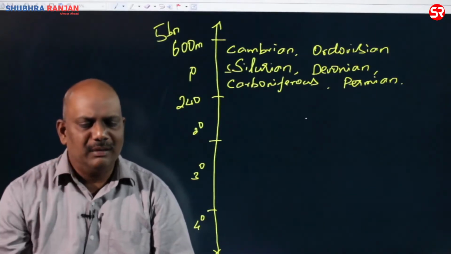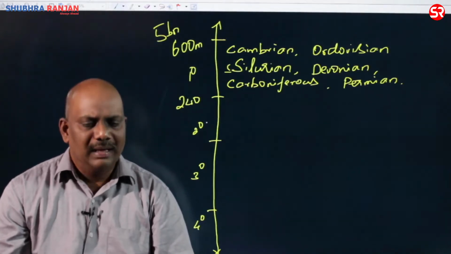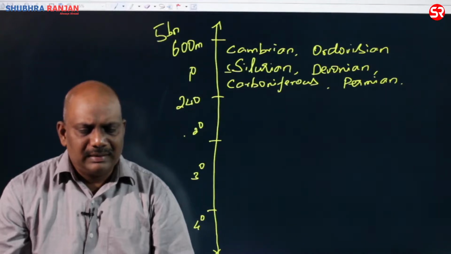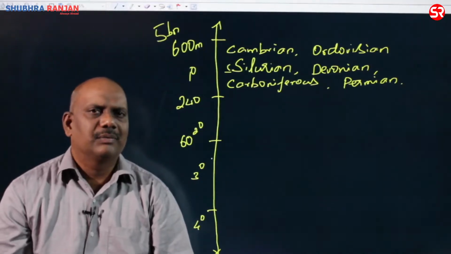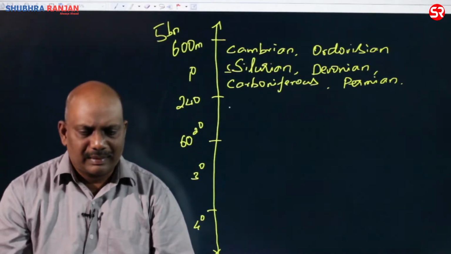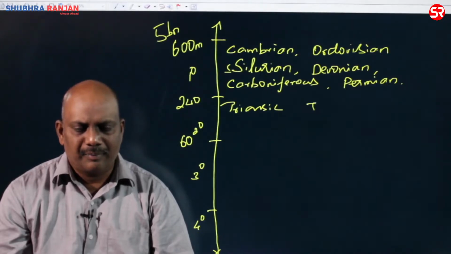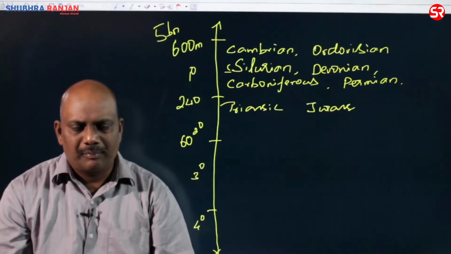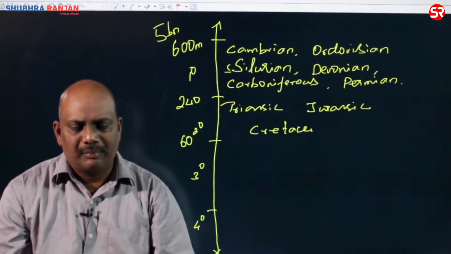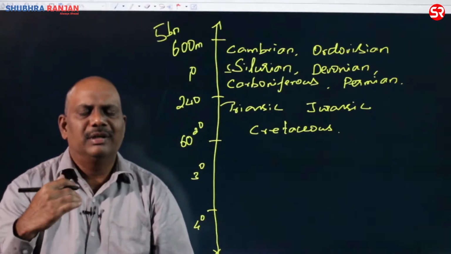Then comes the secondary period, which started roughly around 240 million years ago, and this phase continued almost up to 60 million years ago. This phase is further divided into Triassic, Jurassic, and then Cretaceous. Then comes the Tertiary period.